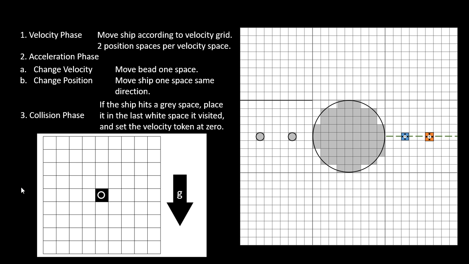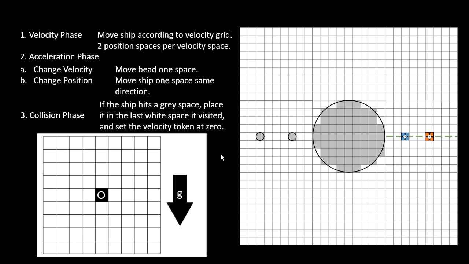I've set this up in 3 phases. I've got some sub-phases as well, but the first phase is just going to be your Newton's first law phase. You move in a straight line unless something changes your velocity, unless you change your velocity. We're going to use 2 spaces, right? So every space here is going to reflect 2 spaces on this board. We're going to move 2 spaces per velocity space. This is your velocity grid. This tells us what your velocity is at any point. This tells us what your position is.